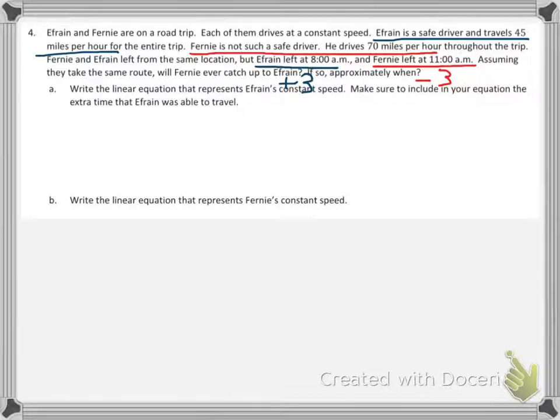And when we look at Efren, what we're trying to decide is an equation that would represent how far Efren would go at a constant rate given an amount of time. So we do that by starting with the rate, and Efren's rate is 45 miles in 1 hour. And then we're going to set that equal to our distance, which is our y value, divided by our time, which is our x value. And then we can use means extremes. And we get y equals 45x.